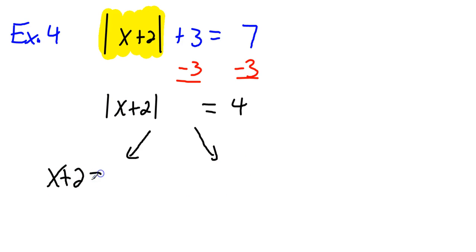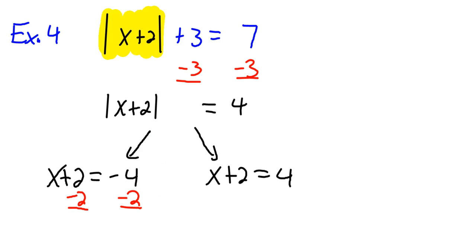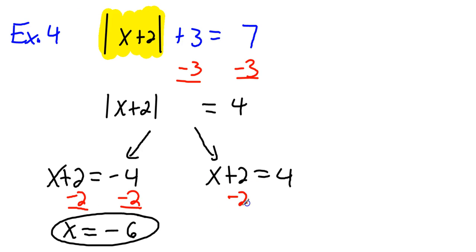So x plus 2 could equal -4, but at the same time, we're also going to let x plus 2 equal +4. So we'll subtract 2. So x would equal -6 for one of the answers. And for this one, we'll do the same thing. We'll still subtract 2, but this time it's 4 minus 2. So then x would equal 2.